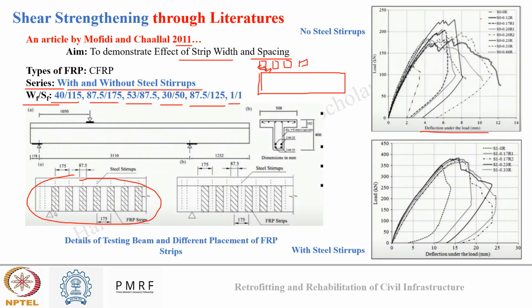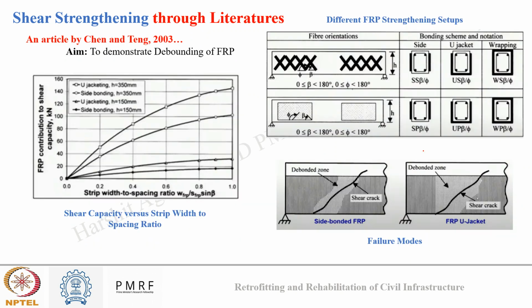So you can see for different configurations, they were able to obtain different loading patterns, and the maximum load was taken in the case where the distance between the strips was minimum and the width of the strip was maximum. Okay, so in that case, the maximum load carrying capacity was observed. So that case is this one. You can see here, the black one has the maximum load carrying capacity, and it had minimum spacing between the strips and maximum width of the strip.